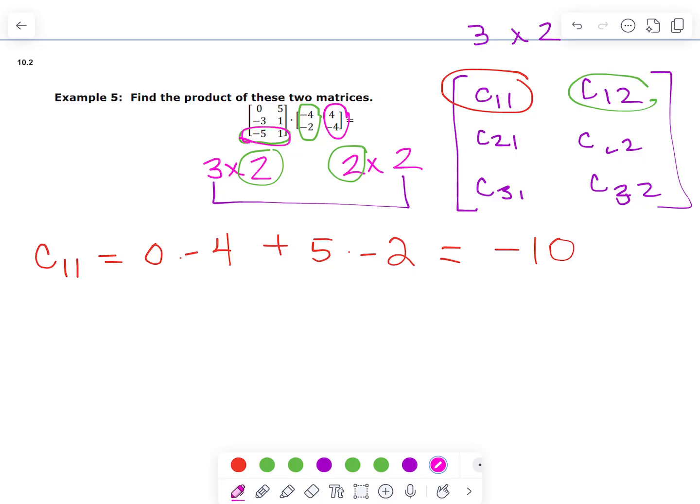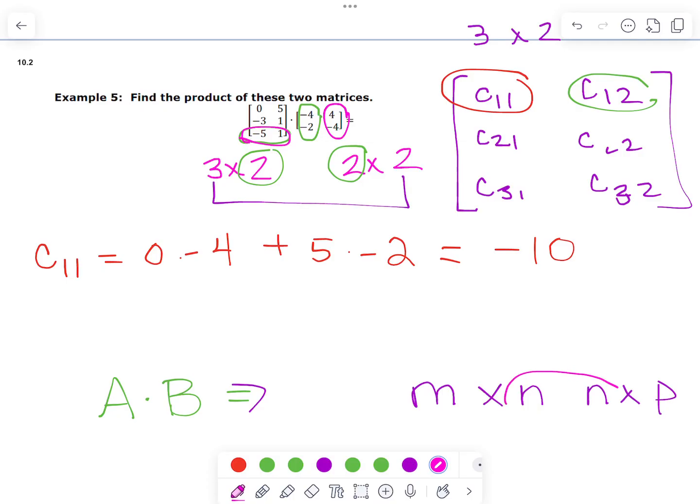And that's the process we go through to multiply 2 matrices together. But again, please make sure that when you're multiplying 2 matrices together, A times B, you check to make sure that the matrices are able to be multiplied together. So again, the rule is M times N, and then N times P. These 2 numbers must be the same, so then the dimensions will be these, an M times P matrix.